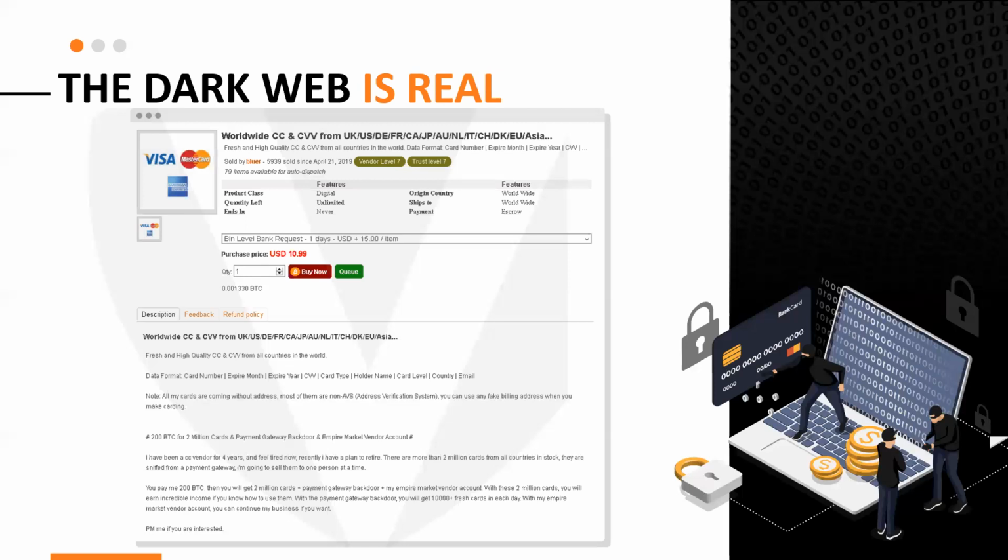So this first snapshot shows a credit card data dump. It's advertising fresh and high quality credit cards with CVV for all countries around the world. Buyers can create a curated list based on geography. I'm not sure if it's big enough for you to read, but this seller is planning his retirement, so he's selling off his stock of 2 million credit cards.